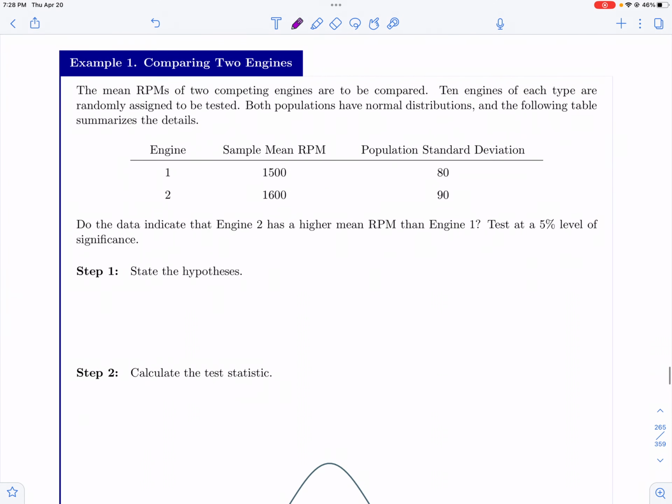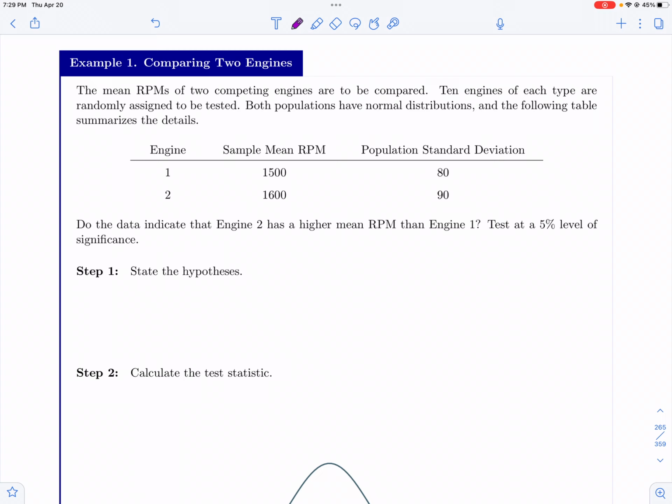For example 1, we're comparing two different engines. The mean RPMs of two competing engines are to be compared. 10 engines of each type are randomly assigned to be tested. Both populations have normal distributions, and the following table summarizes the details. Engine 1 has a sample mean RPM of 1500 with a population standard deviation of 80. Engine 2 has a sample mean of 1600 with a population standard deviation of 90. Does the data indicate that engine 2 has a higher mean RPM than engine 1? Test at the 5% level of significance.